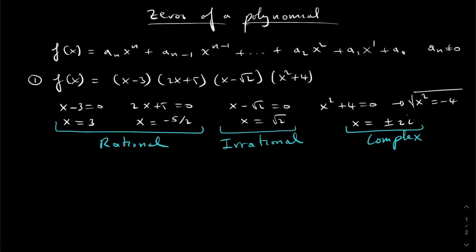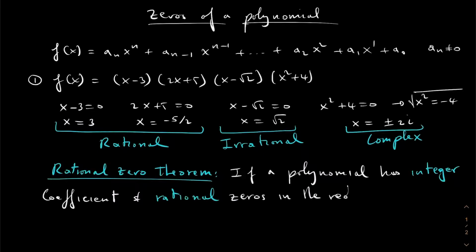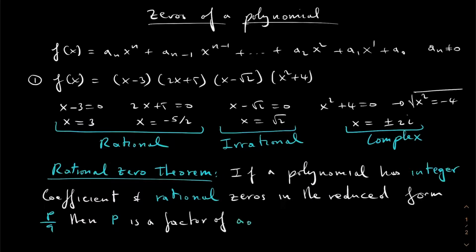And so the first thing I want to give you that will be useful when you're about to find the zeros of a polynomial given in a general form is the rational zero theorem. This theorem says that if a polynomial has integer coefficients and has rational zeros written in their reduced form as p over q, then p has to be a factor of the constant term a_0 and q has to be a factor of the leading term a_n.